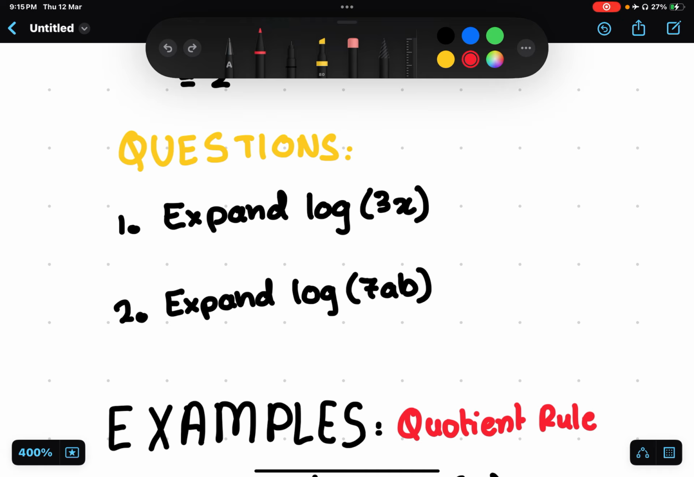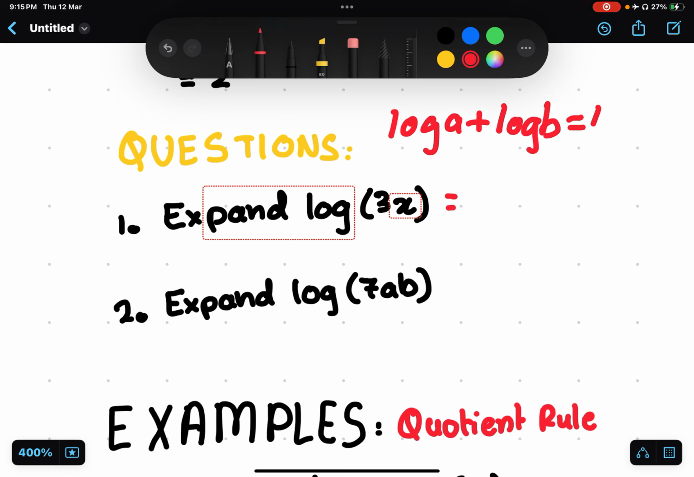I hope you've paused the video and given it a go. If you haven't, that's okay. Let's just solve it together. Since we know our log rule is basically log A plus log B is equal to log AB.